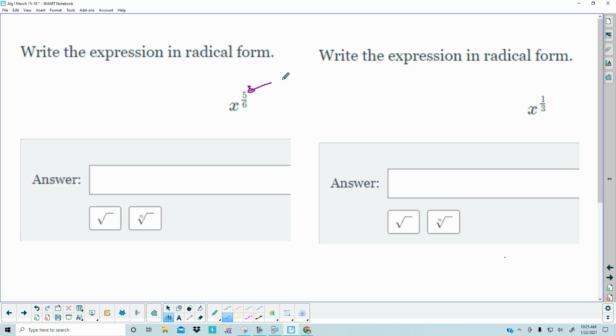Again, the power is on top, root is on the bottom. So it's the 6th root, and it's x to the 5th inside it. The top is the power, the bottom is the root. So it's a cube root of x to the 1st. And if you want, you can leave that 1st off. When there's nothing there, it's a 1.